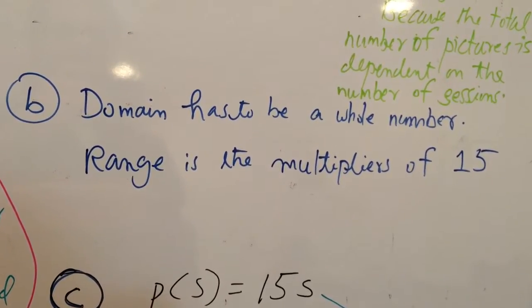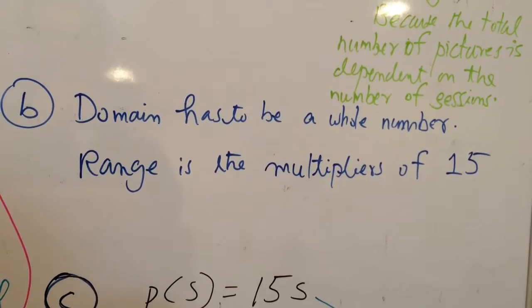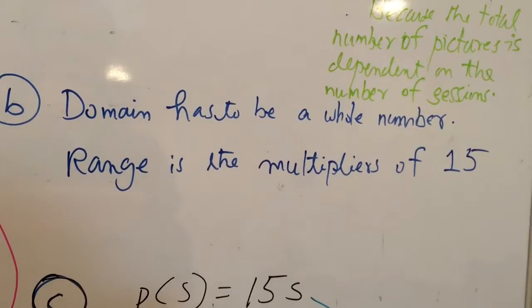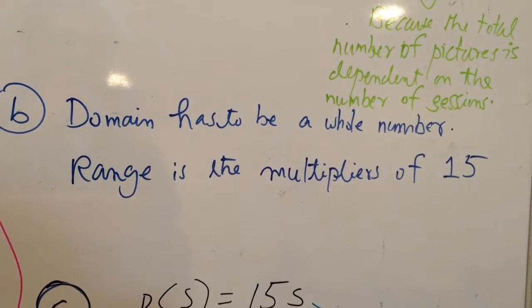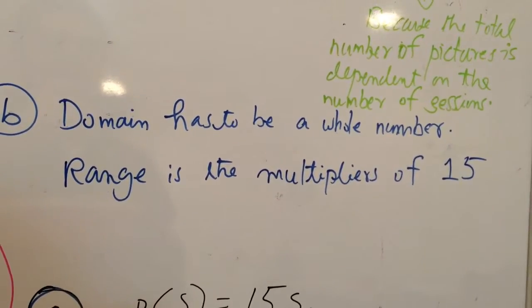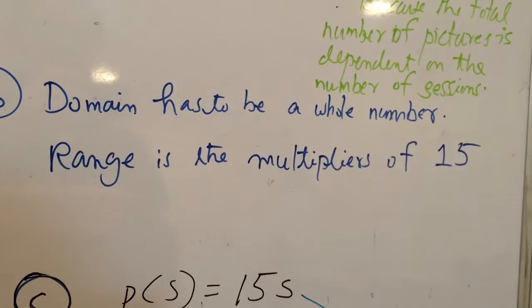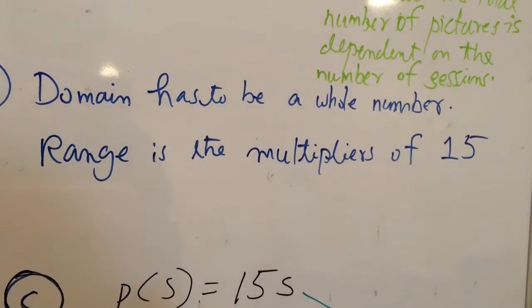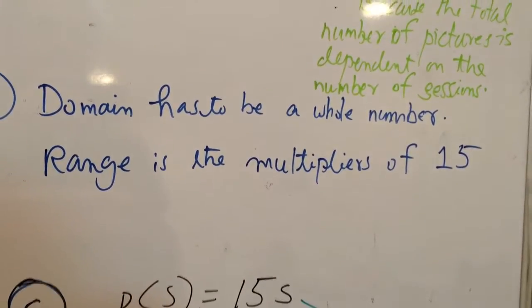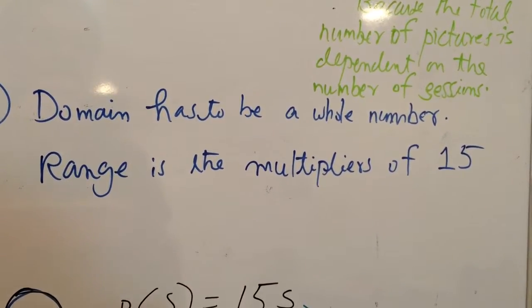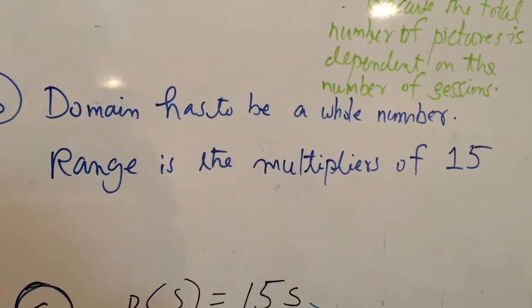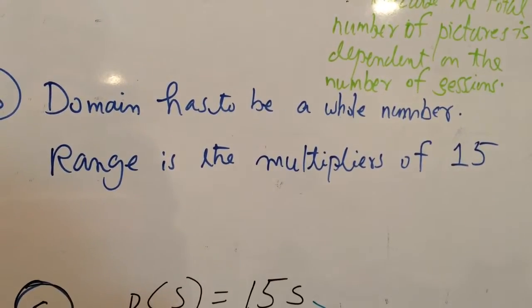Domain, I'm sorry. The domain has to be the set of whole numbers. It makes sense to think that the domain has to be a set of whole numbers because it has to be the number of sessions. And what's range? Range is multipliers of 15. 15 is the number of photographs or pictures that can be taken in a session. So the range has to be multipliers of 15.